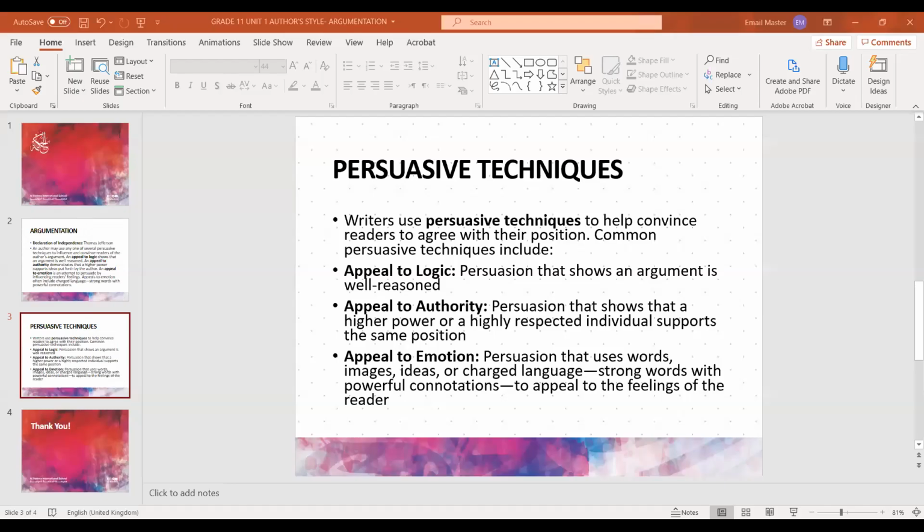Hello, grade 11. Today we're going to look at persuasive techniques, Unit 1, Declaration of Independence.